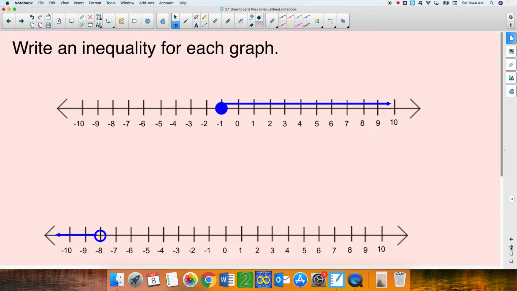Now, we're going to look at a graph, and we're going to write down the inequality for it. Okay? So here's my suggestion. What I would always do first when I'm doing this is I would put my variable, so I'm going to put my x, and then I would put the value that my circle is sitting at, which is -1. Now, I need to look at my circle. My circle is closed, so I know I'm going to have an equal to part. And then we are shading to the right, and everything to the right is bigger or greater, and so that's going to be my symbol. And so there's my inequality for the graph above.